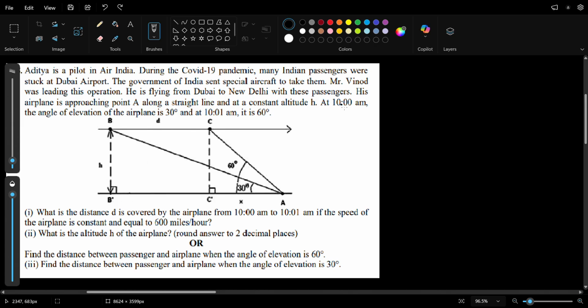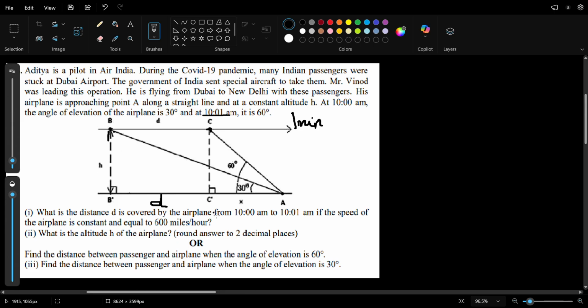At 10 a.m., the angle of elevation of this airplane is 30 degrees, and it's here. And at 10:01 a.m., which is right here, the angle of elevation is 60 degrees. So the airplane travels from point B to point C in 1 minute. So what should we find here? Now, if this is d, then this will also be d because of the opposite side. So here we have to find three variables: h, d and x.